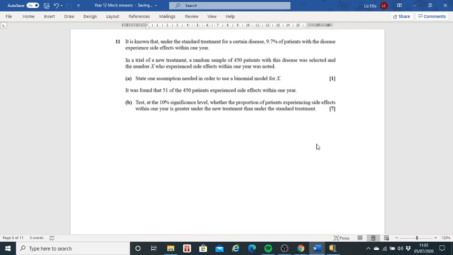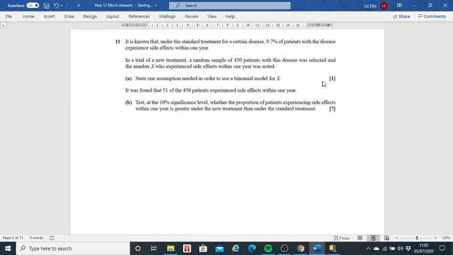So it is known that under the standard treatment for certain disease, 9.7% of the population experience side effects. One assumption needed for a binomial. Now, what do we need for a binomial? We need there to be a fixed number of trials. We need to be success or failure. Each trial needs to be independent of all other trials, and the probability needs to remain constant.